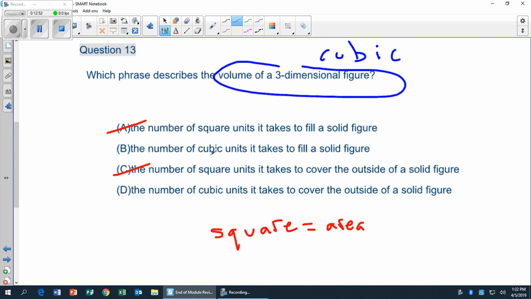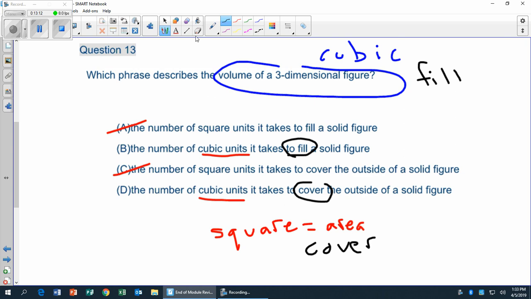So we see these here now, and we see we have cubic and cubic, so we have to keep going farther. This says to fill, and this one says to cover. And here, when we're doing volume, we fill, and area we cover. So our answer for this one, we would eliminate this, and our answer would be choice B.